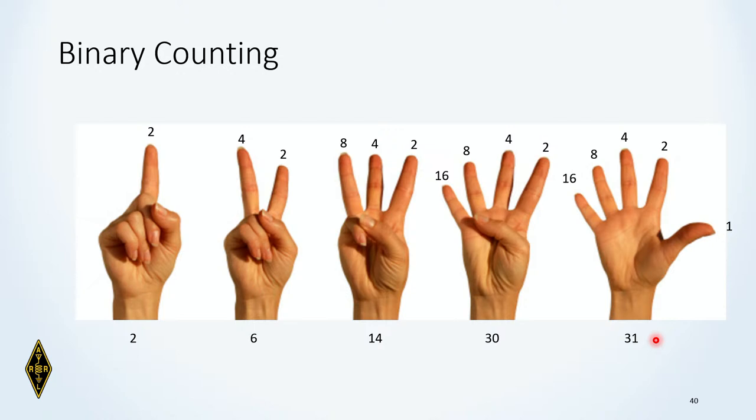Now it would be really tough for me to be flashing different finger combinations and for you to figure this out on the other side of the room. But computers have no trouble with that whatsoever. So this is an example of binary counting.